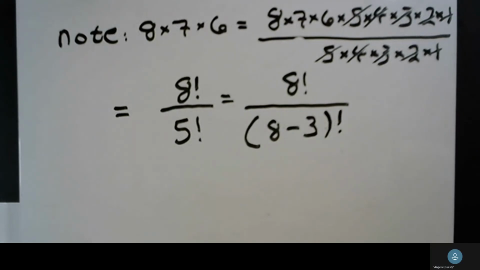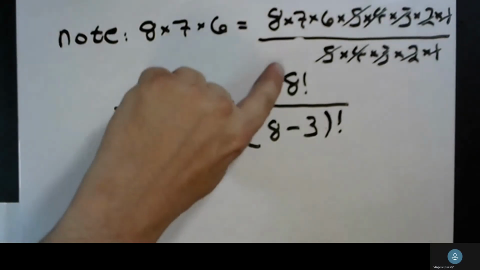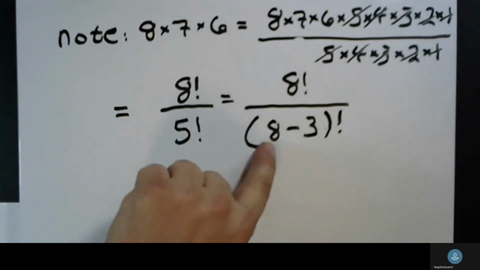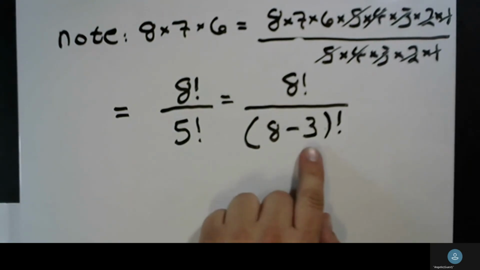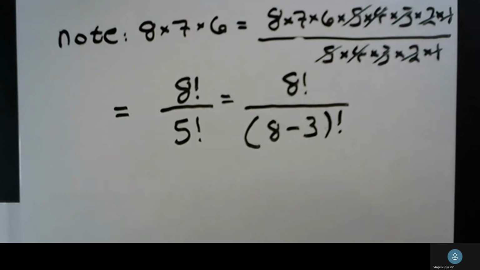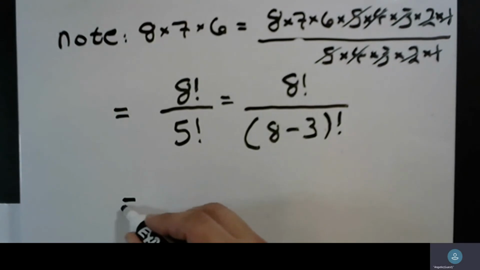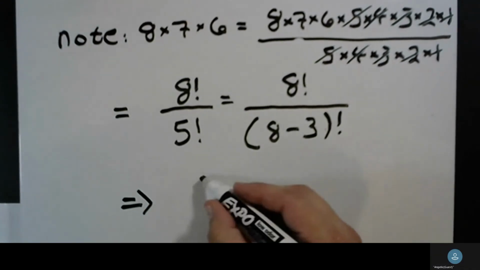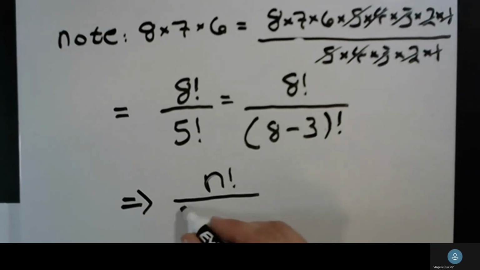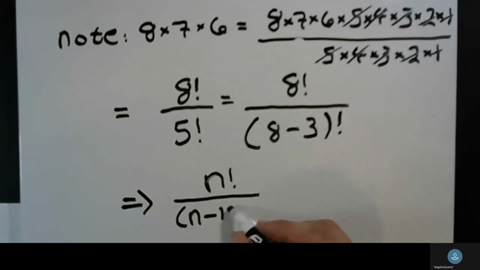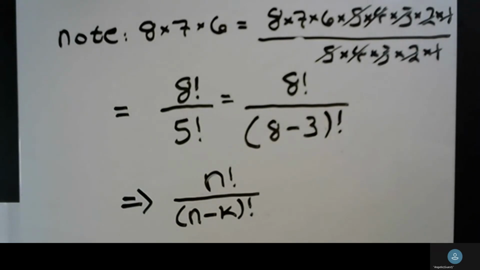And the idea behind this is we want to express this in terms of n, the total number of objects we can choose from, and then k, the number of objects we actually do decide to draw. And so this means we have a formula n factorial over n minus k factorial. And so that's how we get the permutation formula.